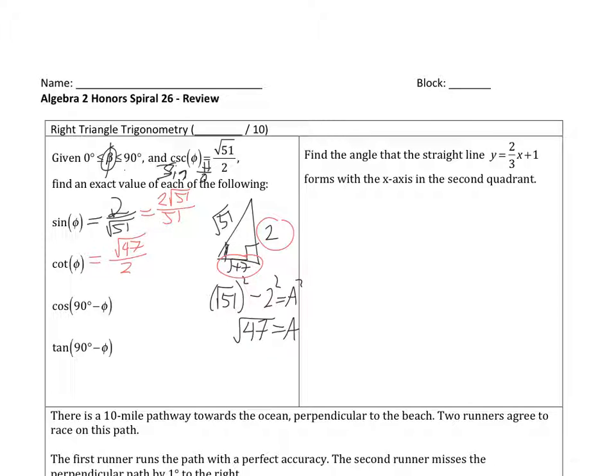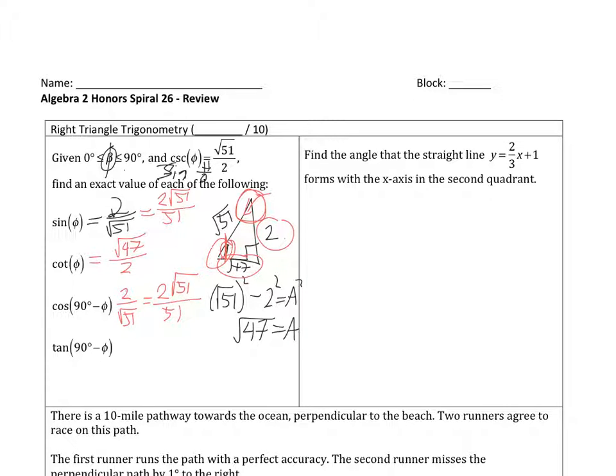Cosine of 90 minus phi, so to get 90 minus phi, we're really talking about this other angle. That's because the two acute angles in a right triangle have to add up to 90. So if one of them is phi, the other one has to be 90 minus phi. Cosine of this angle would be 2 over square root of 51, or, if you want to rationalize that denominator, 2 square roots of 51 over 51.